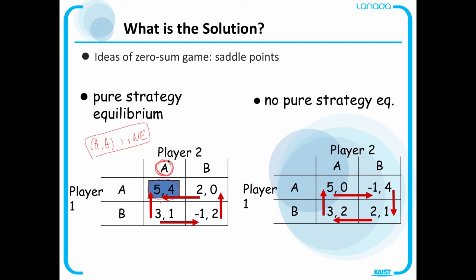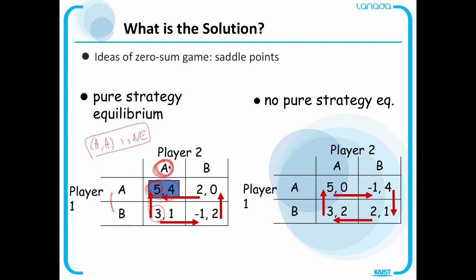So fix player 2's strategy A, and I unilaterally change my strategy. Here I only have the 2 strategies, so I change that into B. Oh, the payoff is 3 here. In this case, the payoff is 5. So this is larger. That's the check from the perspective of player 1.